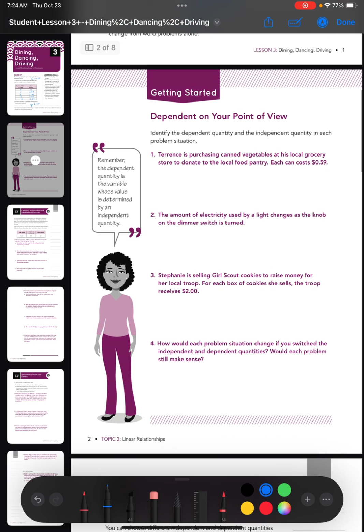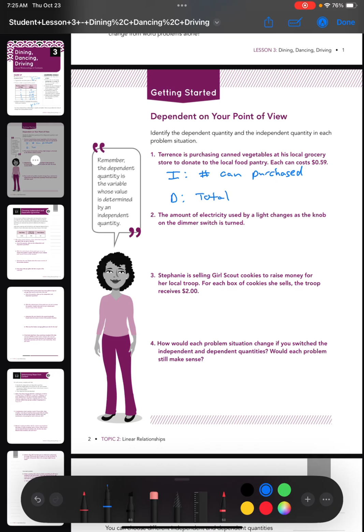All right, on our getting started activity here, just going to work on identifying dependent quantities and independent quantities in each example. So the first one, Terrence is purchasing canned vegetables at his local grocery store to donate to the local food pantry. Each can cost 59 cents. So we have an independent and a dependent variable. I'm just going to use I and D. So our independent variable in this case would be the number of cans he purchases. And our dependent variable is going to be his total cost.